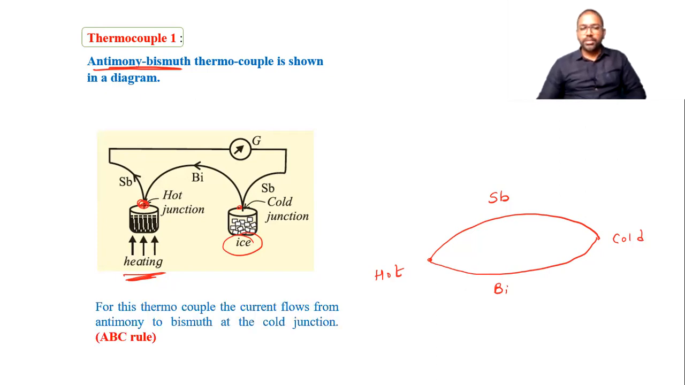Now the direction of the current we have to remember, and you can remember it by the ABC rule. What is ABC? A means antimony, B means bismuth, and C means cold junction. So at the cold junction, current flows from antimony to bismuth. You can see here, this is a cold junction, so the current is antimony to bismuth. This is the direction of the current. So this is the first thermocouple. And this is the galvanometer, the current detecting device here.